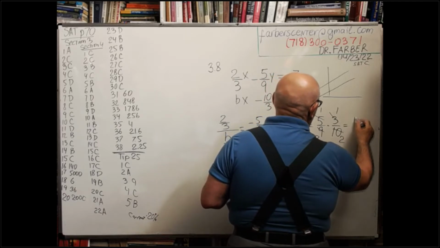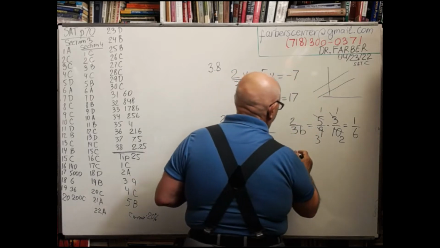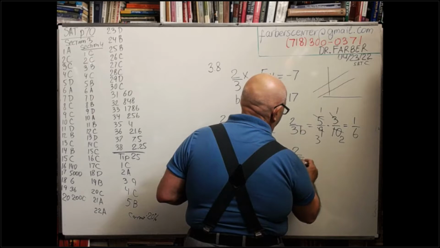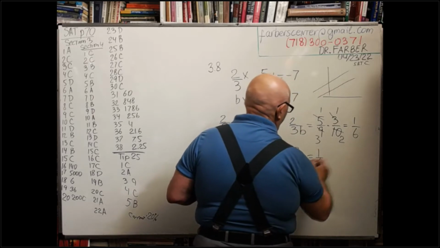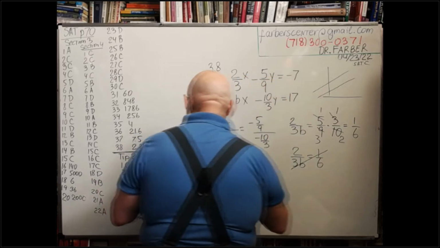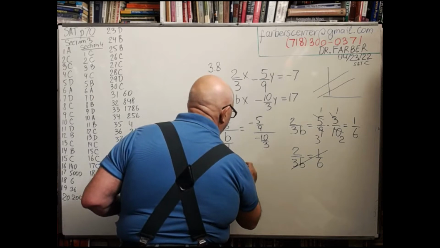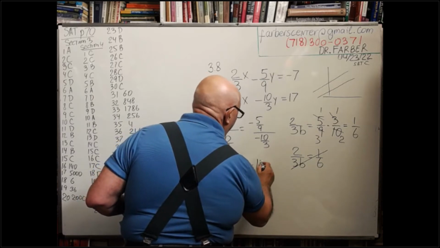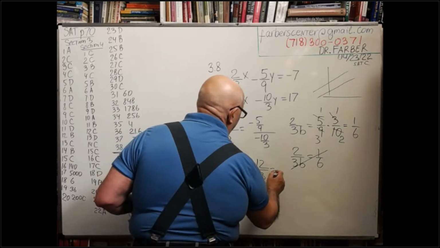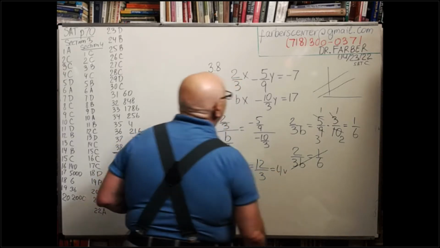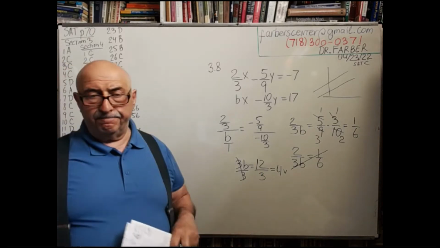It will be 1 over 6. So what do we accomplish? We have 2 over 3b equals 1 over 6. Or 3b... they ask you to find b, right? 3b equals 12. Divide by 3 both parts. B equals 4.